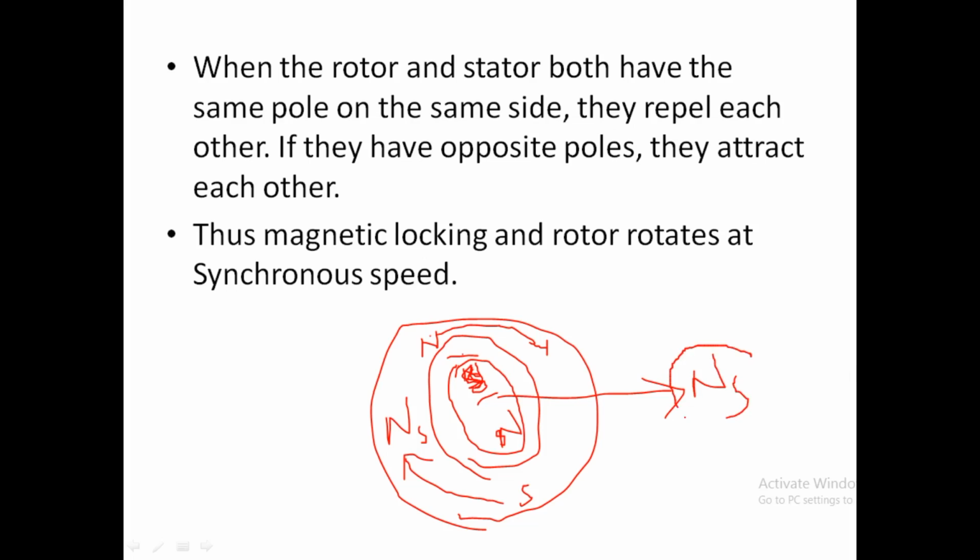This is the result we require, because in case of a synchronous motor we have to rotate the rotor with a speed ns. So now the rotor rotated with a speed ns. This attraction is known as magnetic locking between the poles.